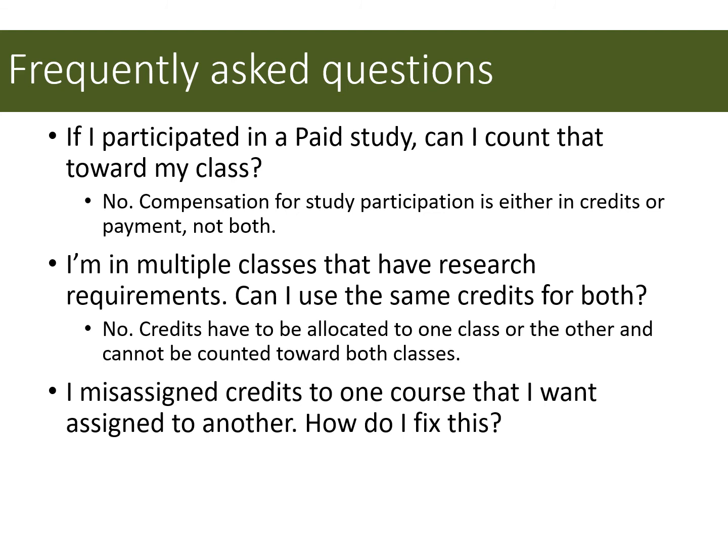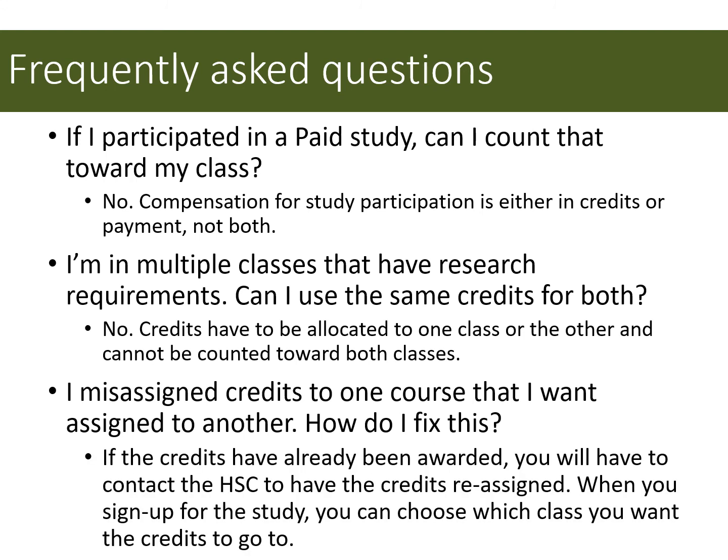And finally, if I misassigned credits to one course that I wanted assigned to a different course, how do I fix this? So this occurs if you're in 2 different classes and you need to take a 2-credit study that you assigned to one course and you want to assign it to a different course. Well, if the credits have already been awarded, you'll have to contact the human subjects coordinator to have the credits reassigned. However, before you're participating, and when you sign up for that study, you can choose which class you want the credits to go to.